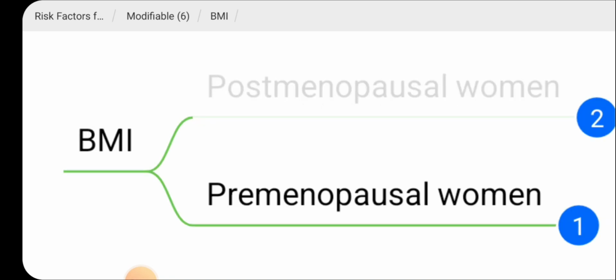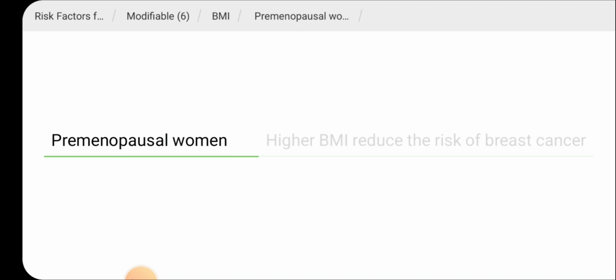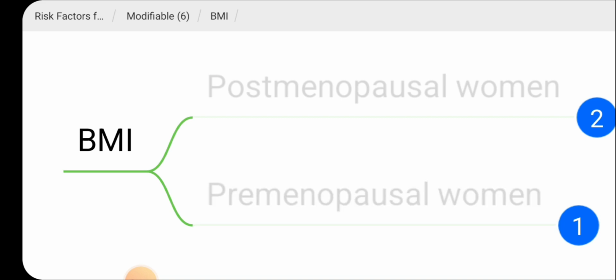However, in premenopausal women, higher BMI reduces the risk of breast cancer. So, BMI affects the risk of breast cancer differently according to the state of menopause. It is a risk factor for postmenopausal women, but it is a protective factor for premenopausal women.